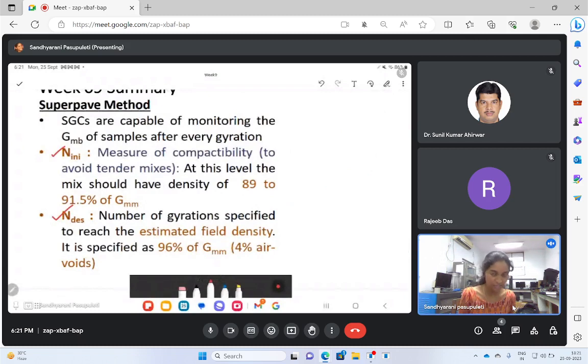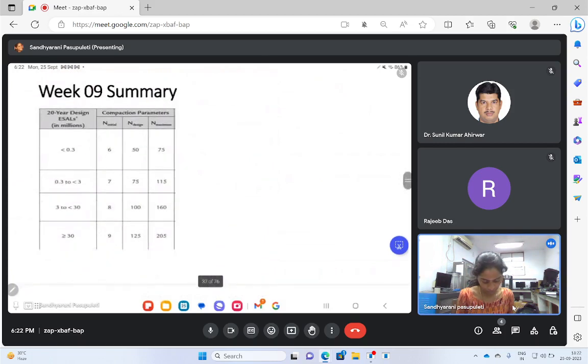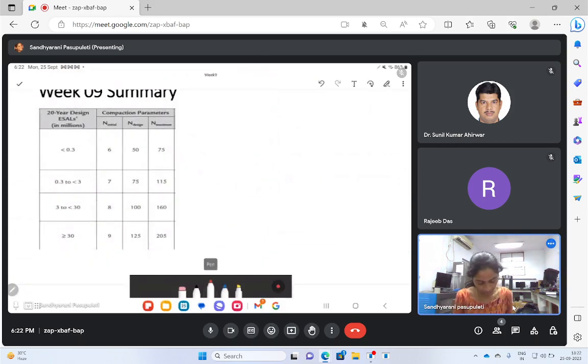What is this N initial? Initially we choose a certain amount of aggregates, and also we choose the corresponding OBC or binder content. Then we prepare a mix. This mix would be subjected to continuous gyrations. Let us say now I am interested in N initial. So if you see here, there is a table. If I am designing for less than 0.3 million standard axles, my N initial will be 6 gyrations.